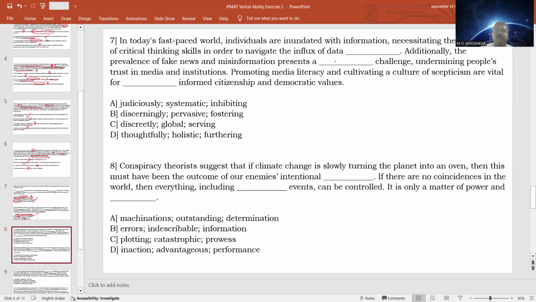Now, the influx of data: you need the cultivation of critical thinking in order to navigate the influx of data. In what manner? Judiciously. Judiciously means wisely, using your wisdom, trying to separate the good from the bad. That is correct. Discerningly. Discerning means again, you have to differentiate between truth and falsehood, good from bad. So that also is correct. Discreetly. What is discreetly? Discreetly means secretly. So this is wrong, because you don't need to be secretive. The correct word is discrete.